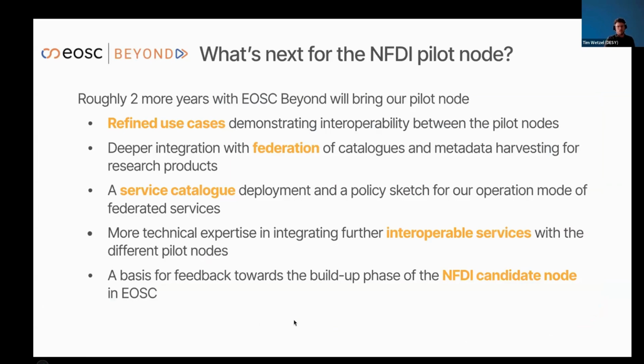So with roughly 2 more years in EOSC Beyond, we hope that we can refine the use cases, demonstrating even more interoperability between different institutes and pilot nodes. We can integrate deeper with federating catalogs and use metadata harvesting for research products. Come up with a service catalog deployment and a policy sketch for our operation mode with federated services, gather even more technical expertise and further integration with interoperable services, like monitoring, AAI, help desk, and so on, and have a basis for feedback towards the build-up phase of the NFDI candidate node in EOSC.